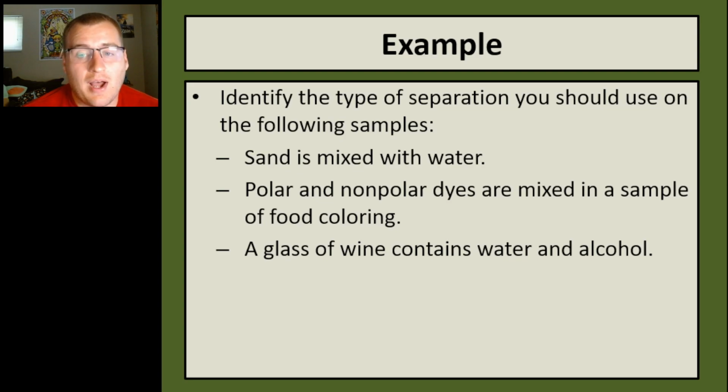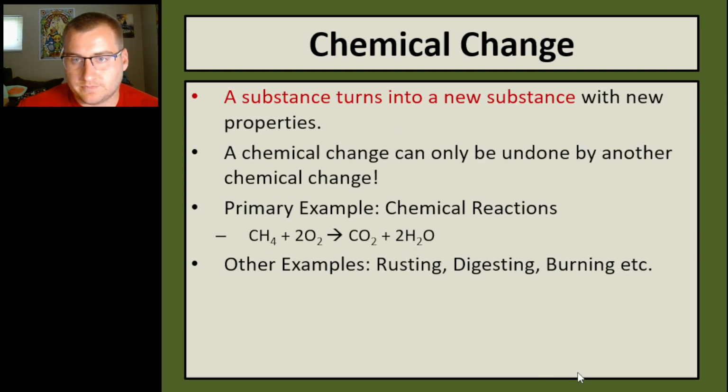Last, a glass of wine contains water and alcohol. Those are 2 different liquids. I can't just filter out the alcohol. I'm going to have to do a distillation setup. Water and alcohol have different boiling points, so when I start to heat them both together, the alcohol will boil away much quicker than the water does. Right? And that'll let me separate them using distillation.